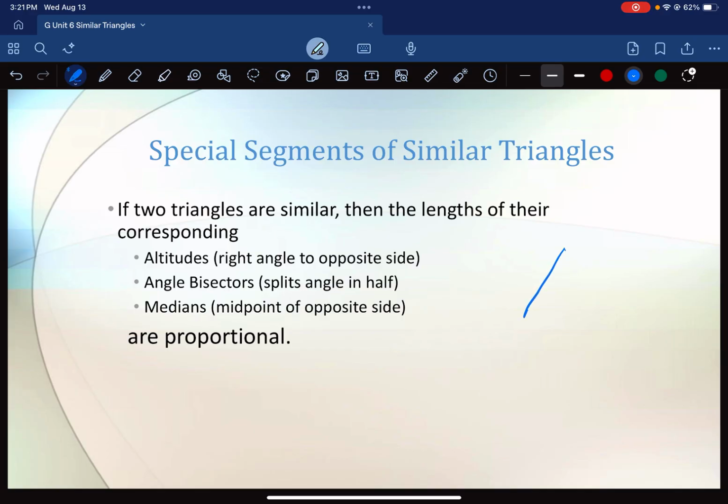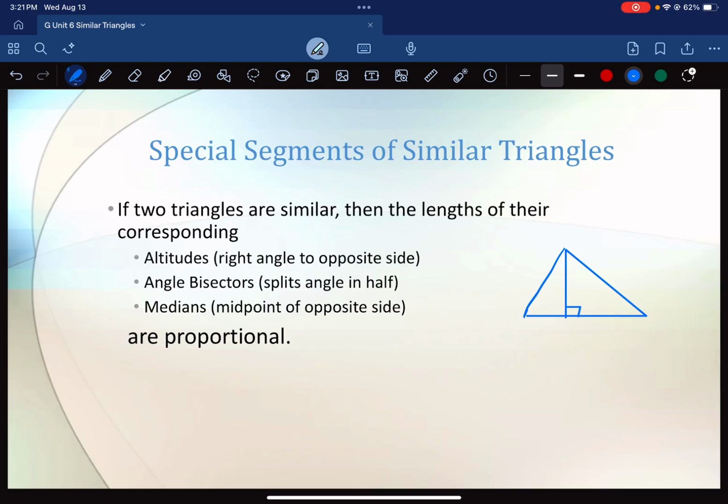Well, if you look at a triangle, and I draw a segment down from one angle, and I make it perpendicular to that side, that's an altitude. So it makes a right angle with the opposite side. So there's more than one altitude in a triangle. You can actually put 3 altitudes in every triangle. Same thing with angle bisectors and medians.